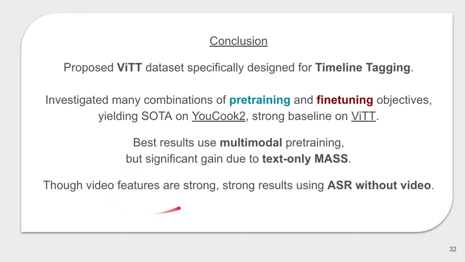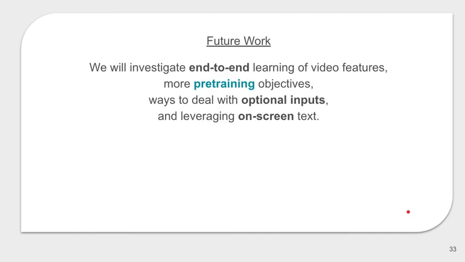Though the video features have been shown to be strong, we still get strong results even without using the video, with just the ASR as input. For future work, we'll investigate using end-to-end learning for the video features instead of using pre-trained video features. We'll look at more pre-training objectives, investigate ways to deal with optional inputs, maybe just video only or ASR only, and we'll try to leverage on-screen text as well.